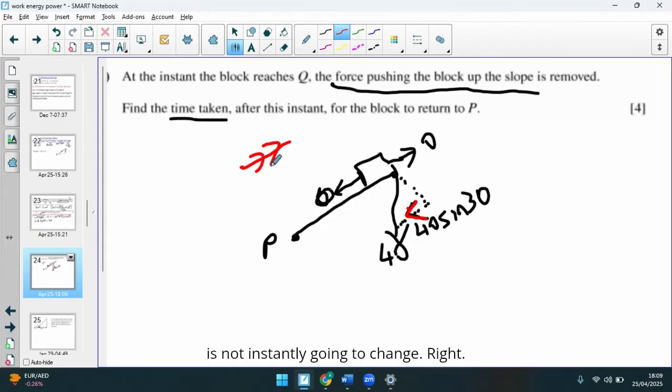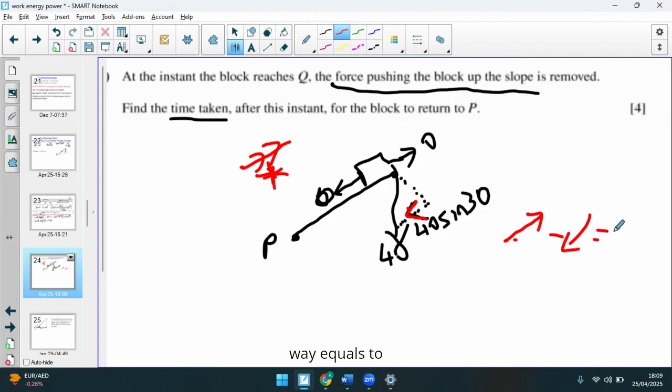Now the direction is not instantly going to change, right? It takes time for the direction to change. The particle comes to a stop and then it goes back and so on. So this is your positive direction, going from P to Q. So what we're going to do is we are going to do this way. That's your positive, minus this way, equals to ma.